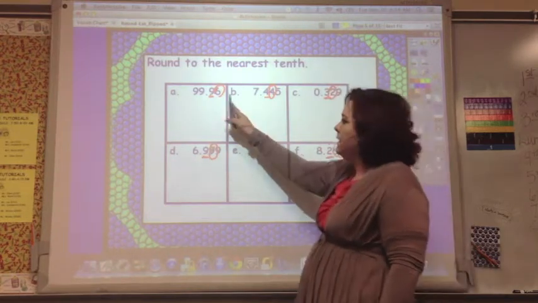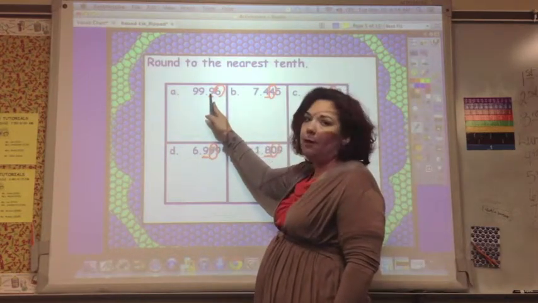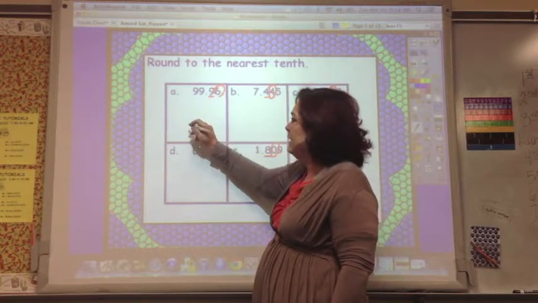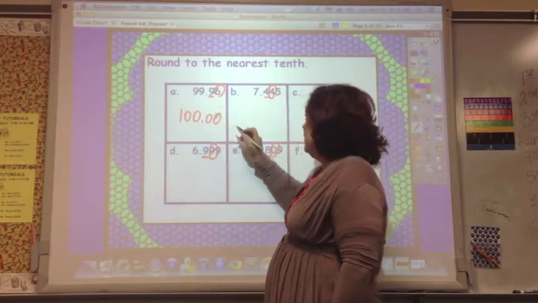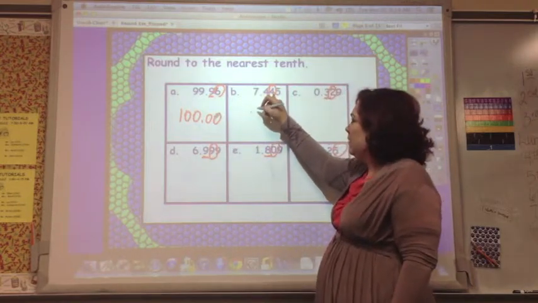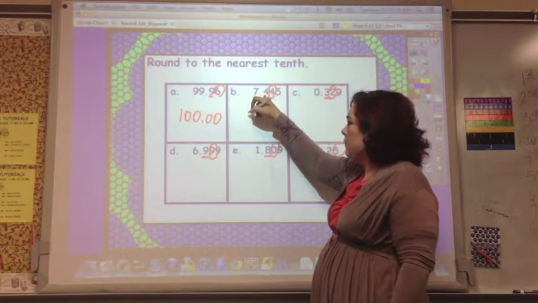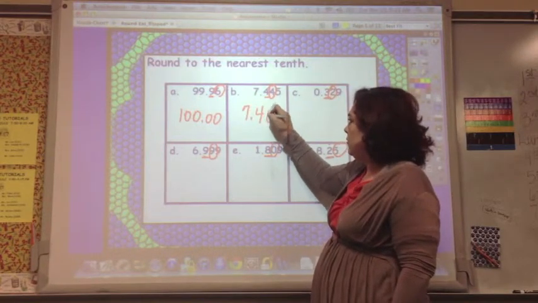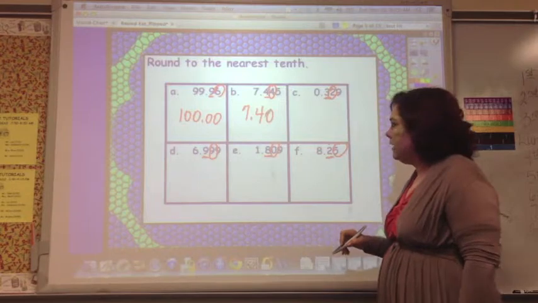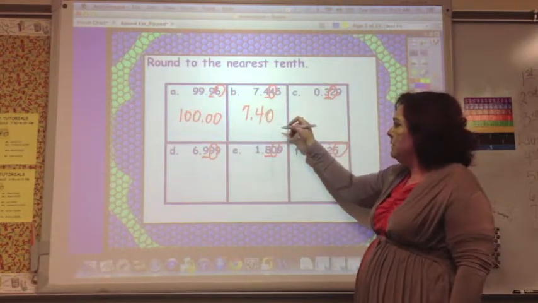So 6 says that goes up. Since that's 9, that has to go up. So it would go to 100. And 4, this 4 says to this 4, stay the same. So it would go to 40, because these become 0.